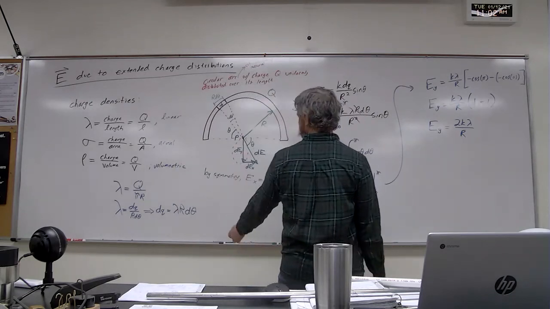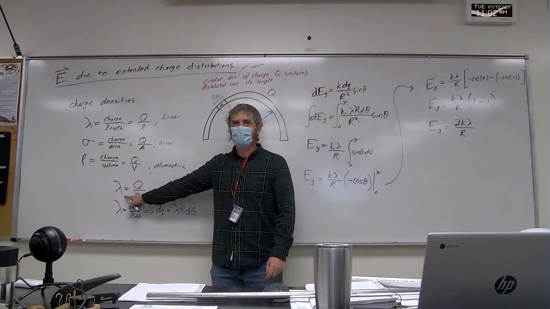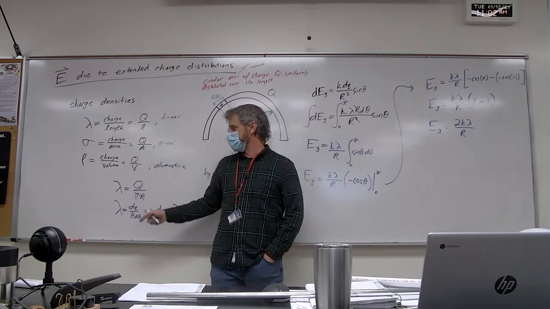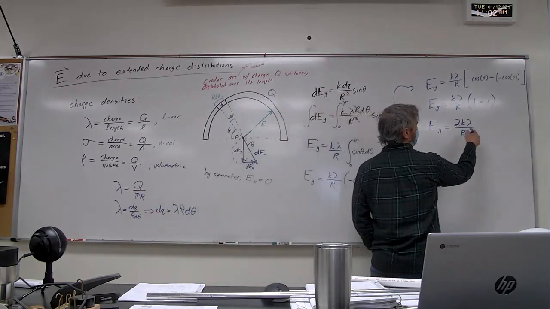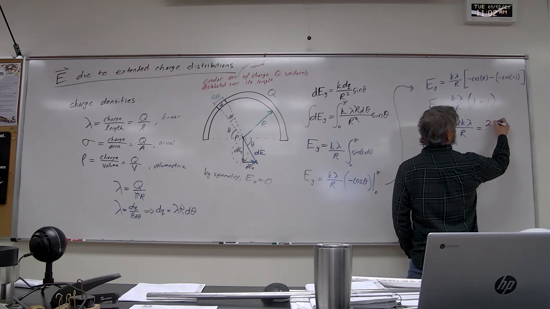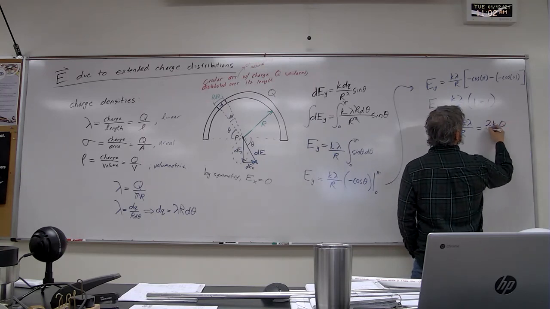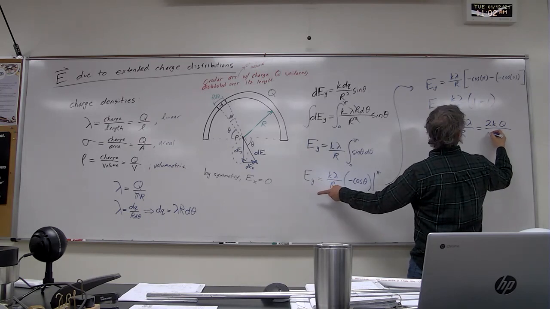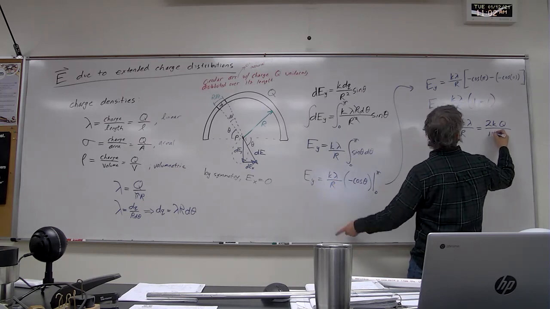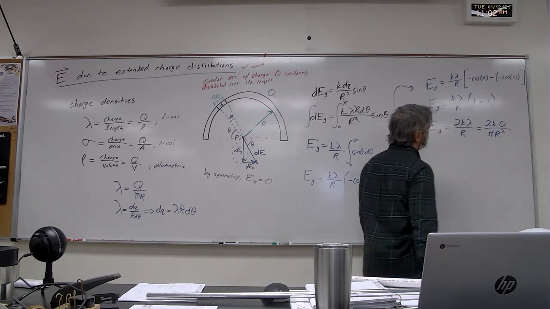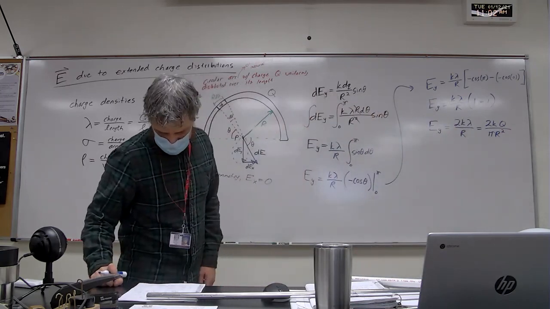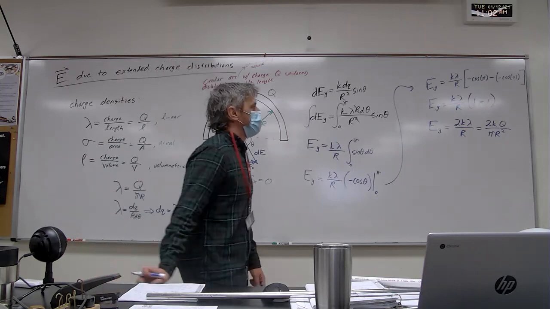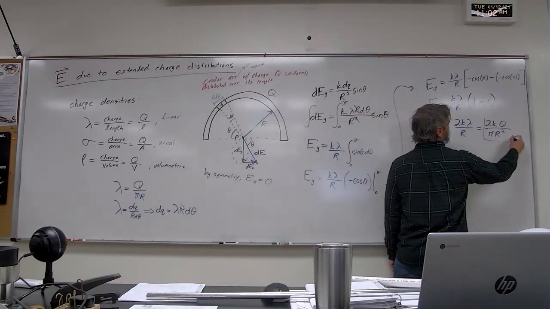And then if we substitute, we have an equation for lambda in terms of the overall charge, and that's usually the substitution we make. We can plug in Q over pi times R for lambda. So that's going to be 2k times Q over pi, which ends up being pi R squared. So that is one way of expressing that.